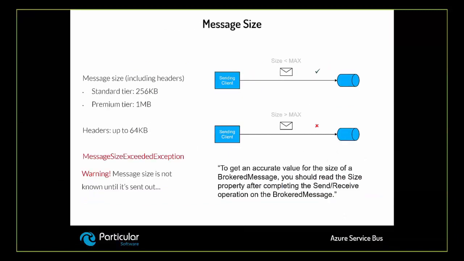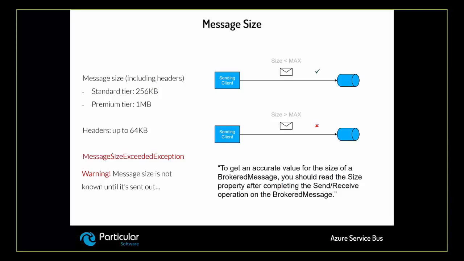Message size is another thing to keep in mind, especially when we're sending messages. Message size has a maximum limit. For the standard tier, it's 256 kilobytes. For the premium tier, it's significantly bigger, up to 1 megabyte, where headers take 64 kilobytes regardless of the tier, which means that in the standard tier, it's less than 200K for a message.